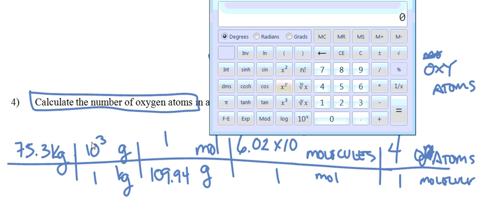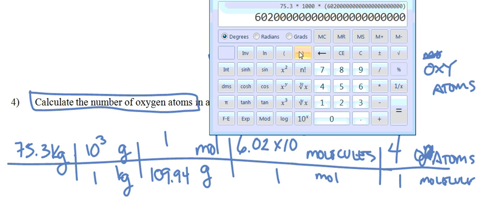All right, so let's multiply everything on the top first. So 75.3 times 1,000 times, I'm going to use parentheses, 6.02 exponent 23, close that parentheses, times 4. So that gives me a value there on top. Then I'm going to divide that by 109.94.